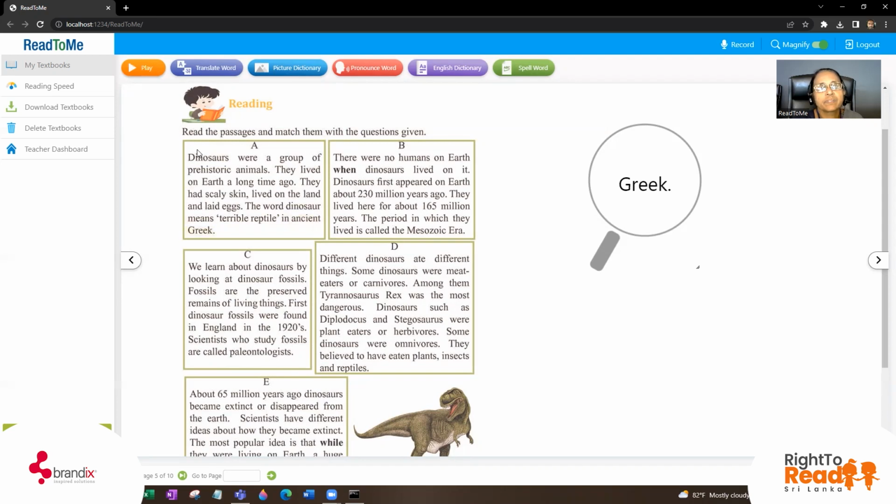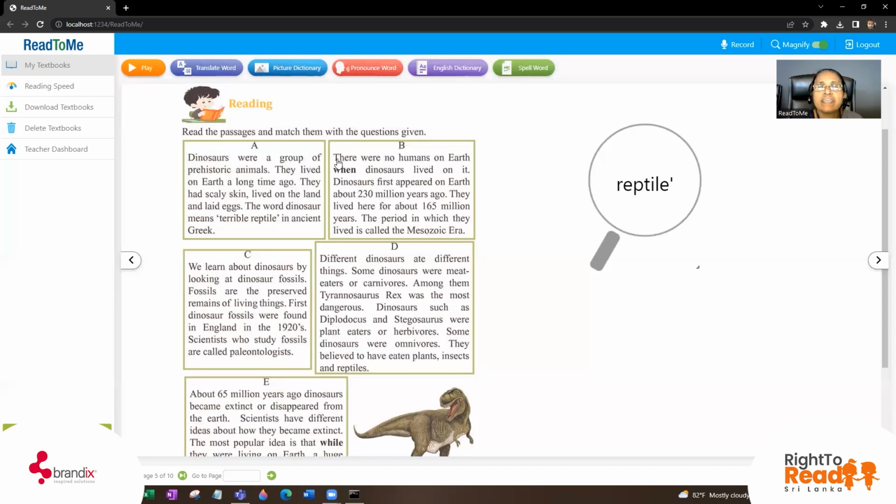Good. Dinosaurs were a group of prehistoric animals. What is prehistoric? A long time ago. They lived on Earth a long time ago. Then you know the sort of skin, scaly skin. What is the meaning of dinosaur in ancient Greek? Terrible reptile. Now you know what is there in caption A.